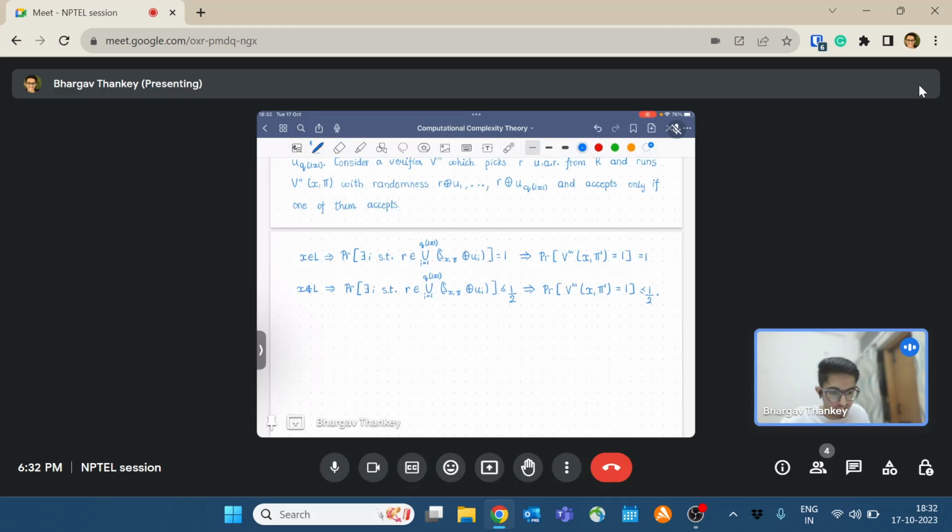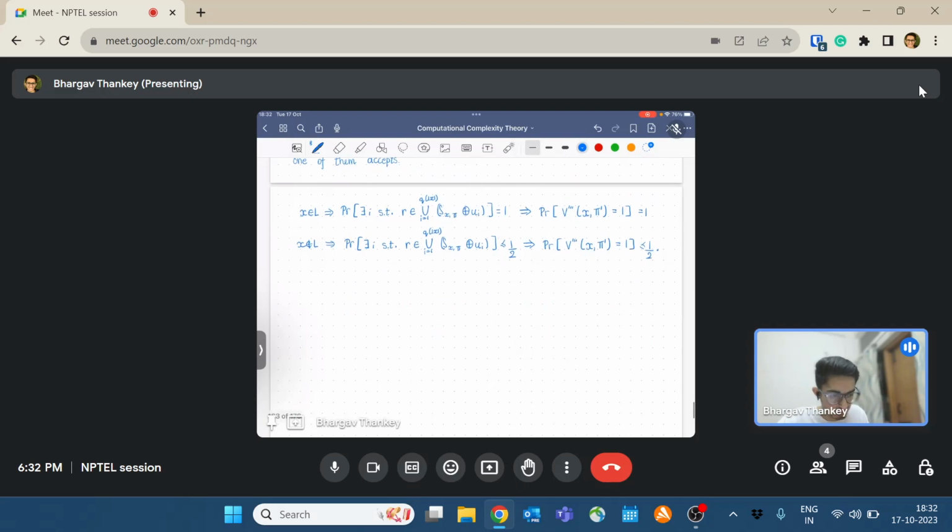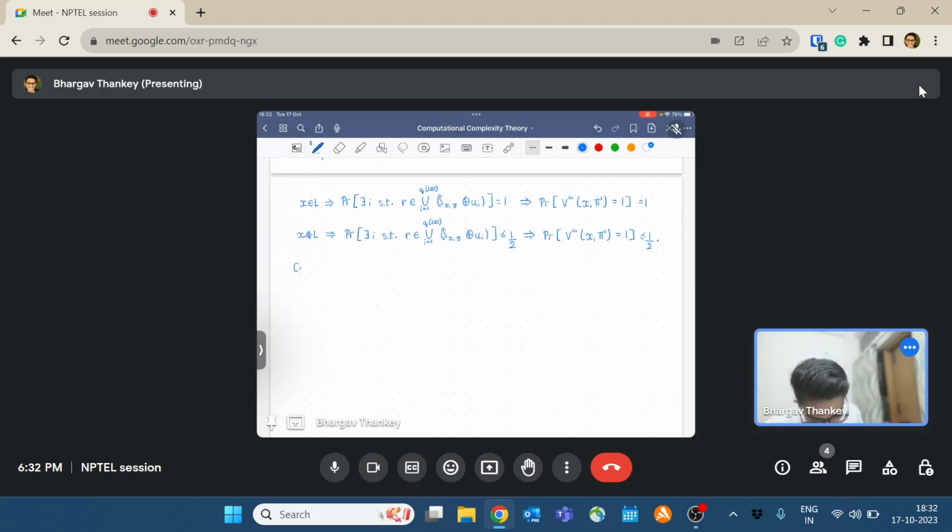Yeah, now we just want to make this smaller, right? So one way to do it is just repetition. And here we have just one-sided error. So yeah, it's like the boosting of RP or co-RP. So consider a verifier V that executes V double prime on polynomially many independent random strings R, then we can show that.